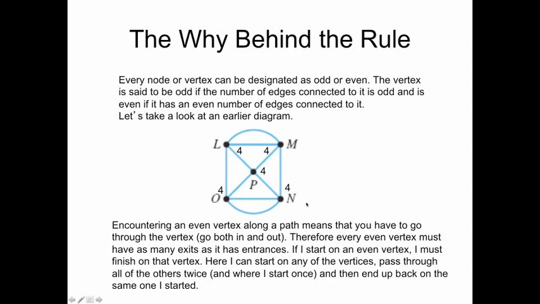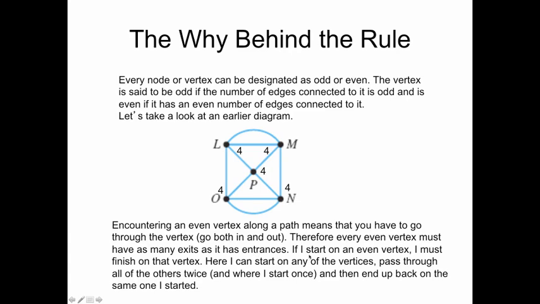Encountering an even vertex along a path means you have to go through the vertex. So if I'm coming along here, I have to go through the vertex to get 1, 2. So in and out makes 2. Then I can come back and go through in and out again. But notice if it's even and I go in, I've got to come out, right? Therefore, every even vertex must have as many exits as it has entrances.